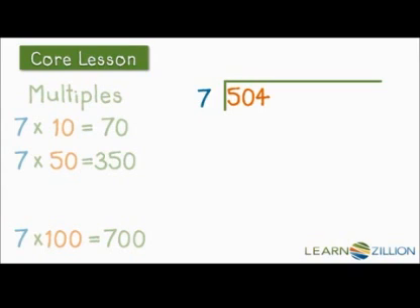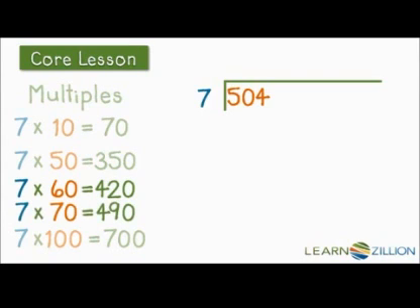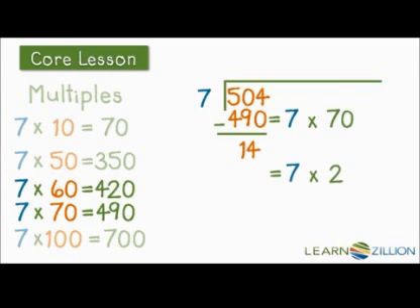But I think I can get closer, so I'm going to start at 50 and go through my extended facts of 7. 7 times 60, 420. 7 times 70, 490. Got it. So let's take 70 groups of 7 out of 504, which gives us 14 remaining. 14. That's friendly. 7 times 2.